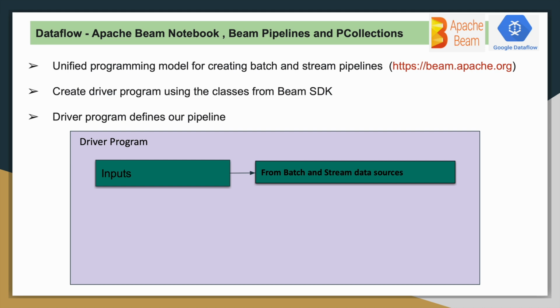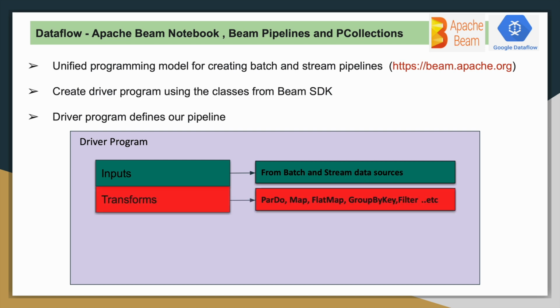The first thing is inputs. Input means we'll try to read data into a PCollection from different sources. A source can be an internal source or an external source. Internal means we'll create a PCollection from data which is already available in memory. That is one way. Or else we'll read data from external sources like GCS, BigQuery. There are other sources available. It can be a batch source or a stream source.